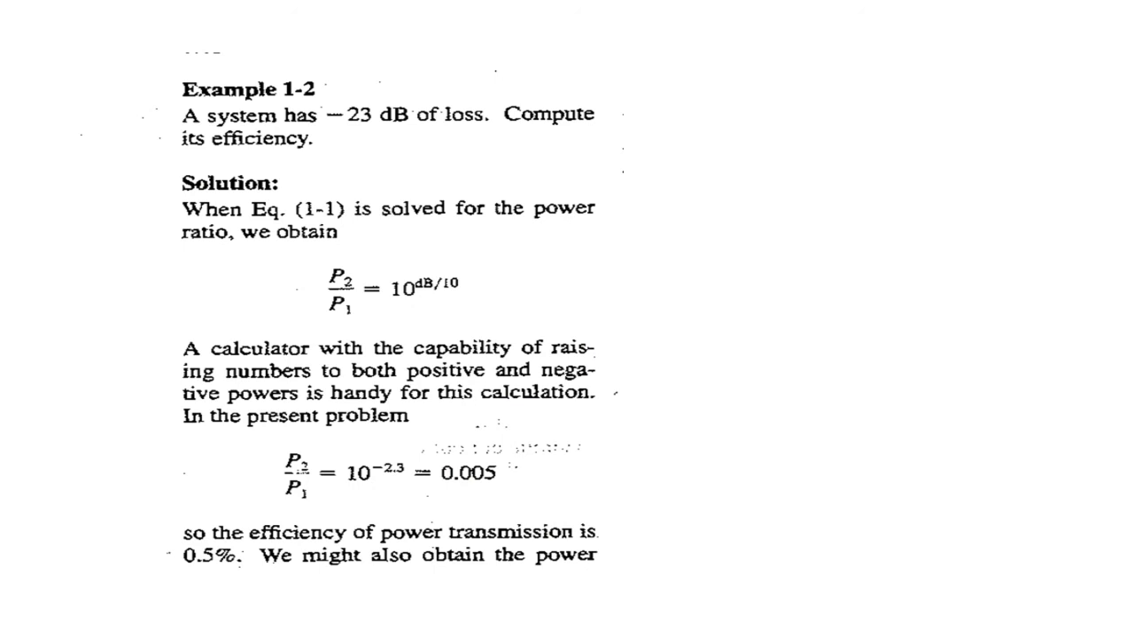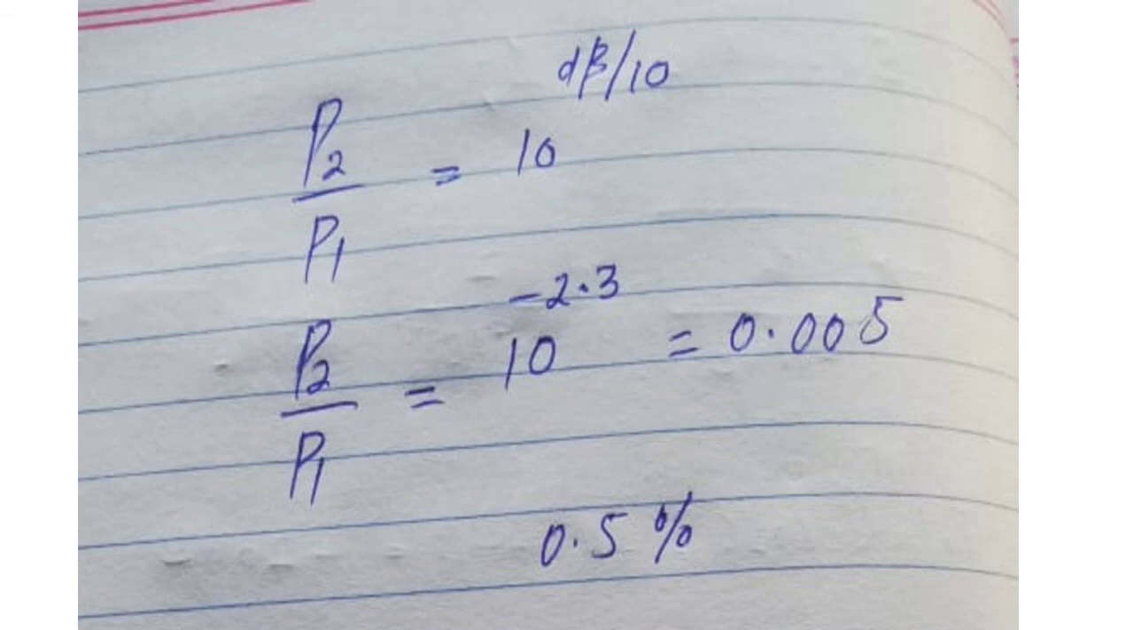Compute its efficiency, all right? So we will calculate this efficiency with the help of equation number 1.1. If you look at the solution, it says that when equation 1.1 is solved for the power ratio, we obtain this equation. So anyhow, let us calculate P2 by P1. We know that P2 by P1 will be equal to 10 raised to power dB by 10.